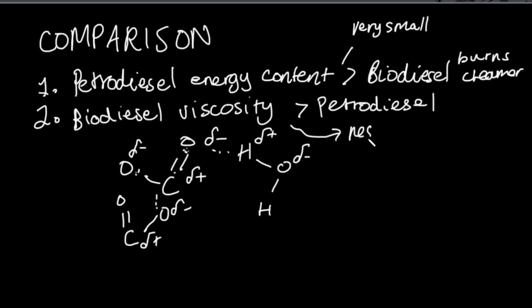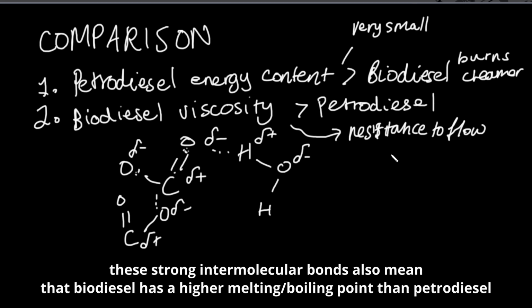So let me just write that here: resistance to flow. And so if you have these really strong intermolecular bonds with biodiesel compared to petrodiesel's non-polar dispersion forces, it's going to be really hard for the biodiesel to flow, especially if we have a pipe here, to flow along these pipelines, because they're going to be attracted to each other and they're not going to want to slide past each other, which would be required for them to flow smoothly.